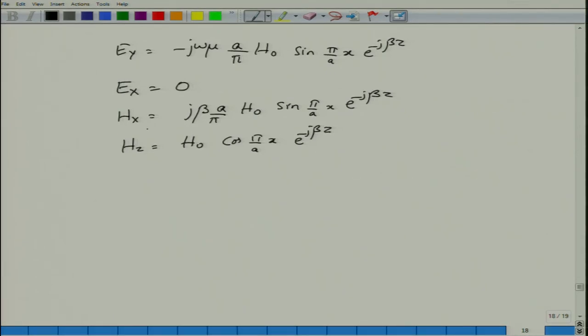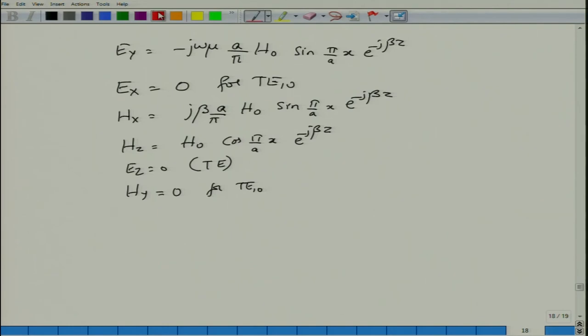So Ex is 0, Ey is 0, Ez anyway is equal to 0 because this is the TE mode, and then it turns out that Hy will also be equal to 0 for TE10 mode. Okay. So these are the conditions for TE10 mode, as you can derive and then show that these expressions are correct.